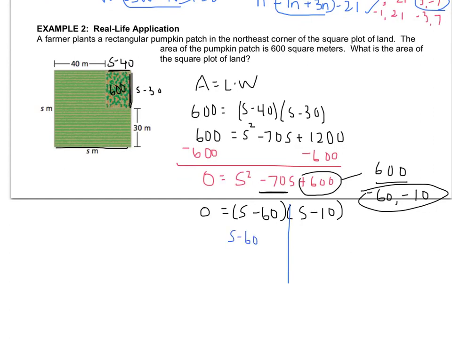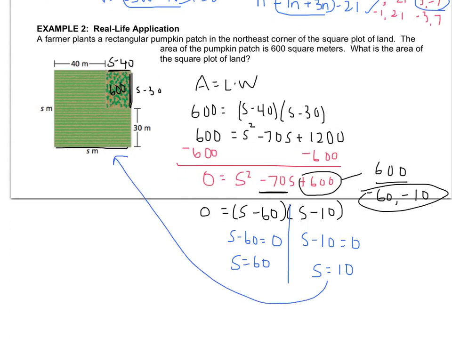If s minus 60 equals 0, that means s was 60. If s minus 10 equaled 0, then that meant s was 10. Now, if s is 10, what would happen over here? It wouldn't make any sense, because if s is 10, how can that side up here be 40? S would be smaller than half of it. So s cannot be 10. It doesn't make sense for it to be 10. So s has to be 60.